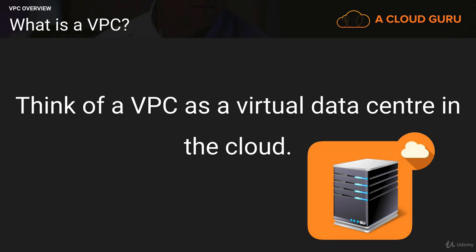I want you to think of a VPC as a virtual data center in the cloud. That's all it is. Now, we've been using VPCs without really knowing it throughout the rest of the course. Whenever we've been deploying EC2 instances, we've been doing that into our default VPC. So every region in the world has a default VPC. You get that set up when you first set up your AWS account. Amazon provide it for you automatically.